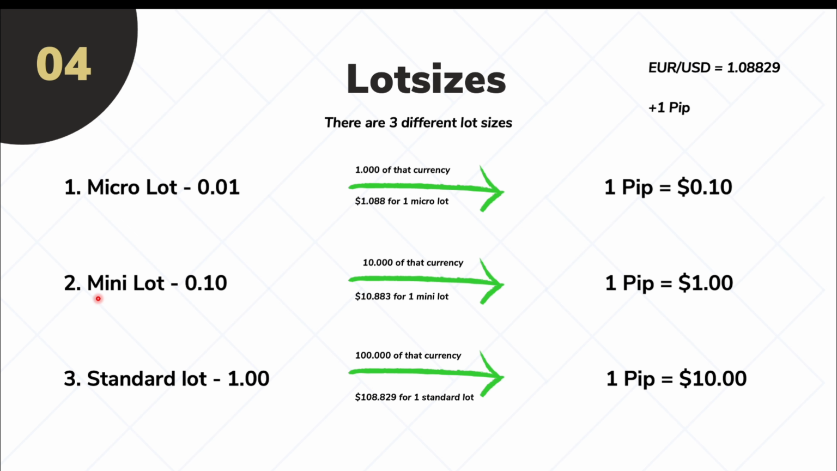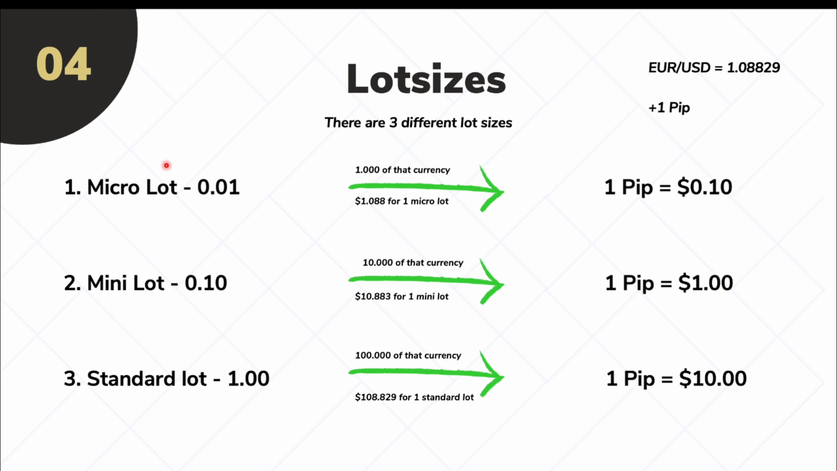Same for a mini lot. You buy 0.10, which is 10,000 of that currency, and you need 10,883 for 1 mini lot. If price goes up by 1 pip, you will make $1. A standard lot is 100,000 of the currency, you need about 108,000 for 1 standard lot, and when price goes up by 1 pip, you make $10.